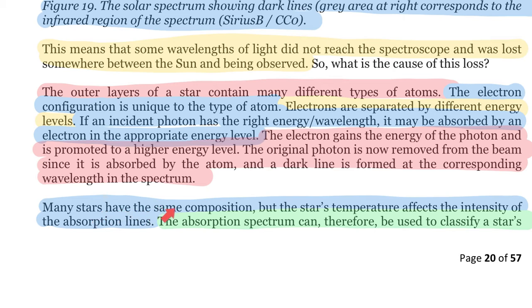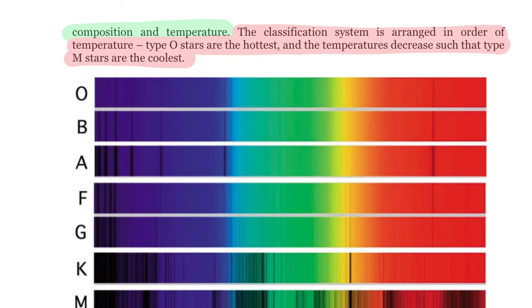Now, many stars have the same composition, but the star's temperature affects the intensity of the absorption lines. So a star's absorption spectrum can be used to classify its composition and temperature. Now the classification system is arranged in order of temperature. So for instance, type O stars, and we look here at the absorption spectrum of O stars, they are the hottest, and the temperatures decrease as we go down until we get to M stars here at the bottom.